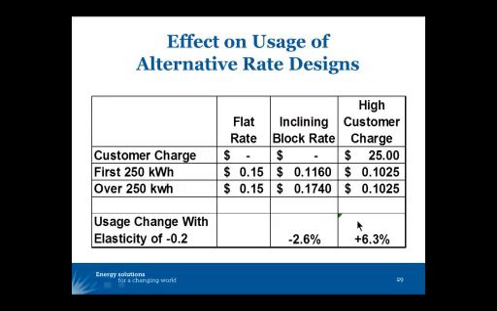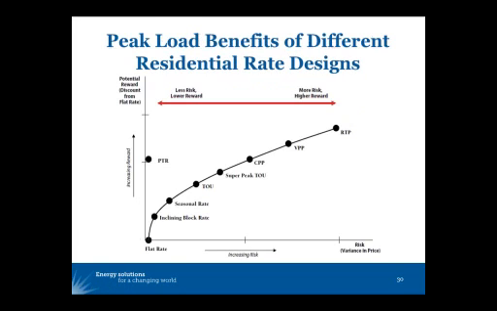This is a graphic that comes out of our RAPS paper on time varying and dynamic pricing. And what it shows is, starting with a flat rate, how much risk is there to the customer and how much reward is there to the customer from shifting their usage from on-peak hours to off-peak hours. And what it shows is that the inclining block rate design, seasonal rate design, and time of use rate design all have some significant impact.